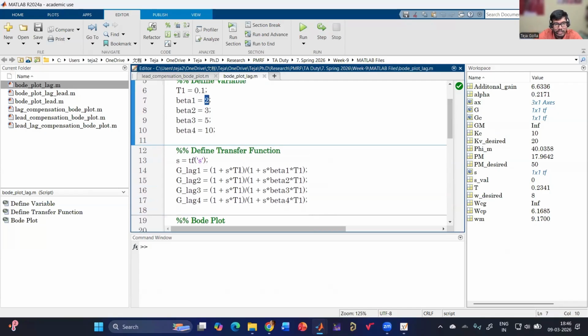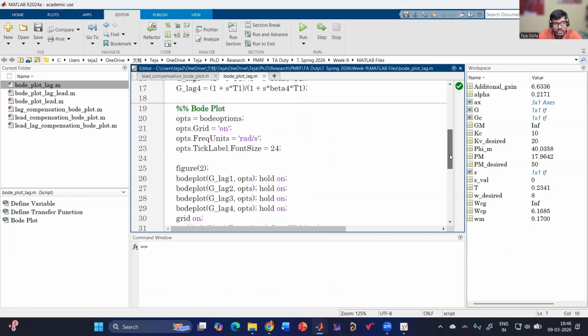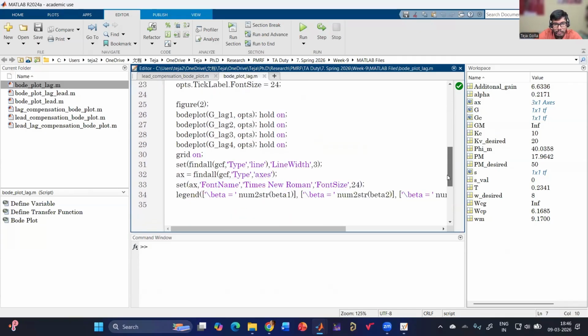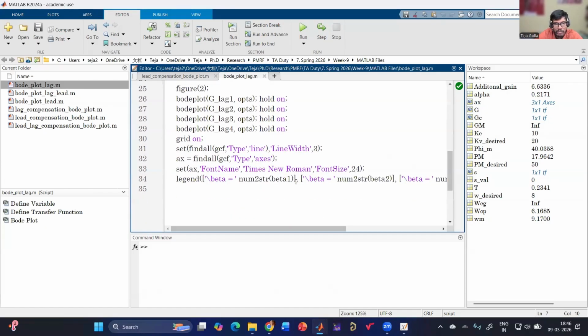And this G lag is 1 plus s T1 by 1 plus s beta T1, and I have 4 such transfer functions, and I'm also having the Bode plot command, and I'm plotting all on top of each other, and I'm also calculating the beta value and adding it as a legend.